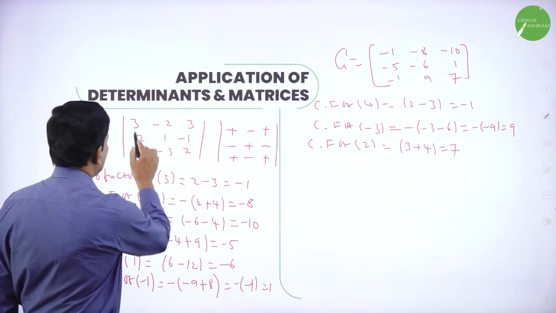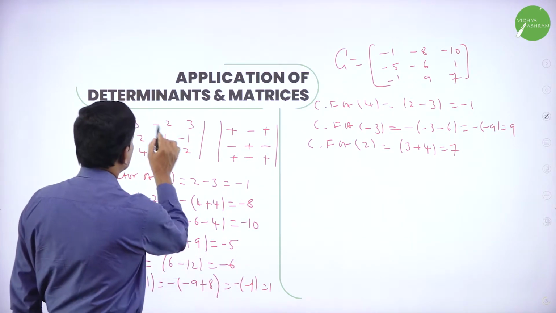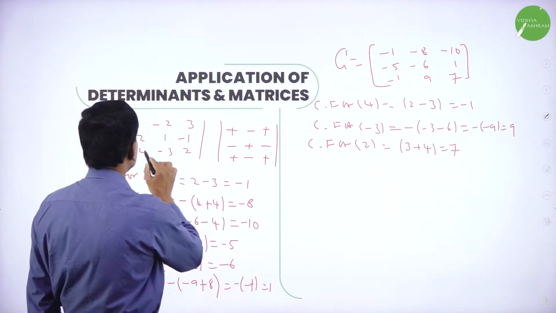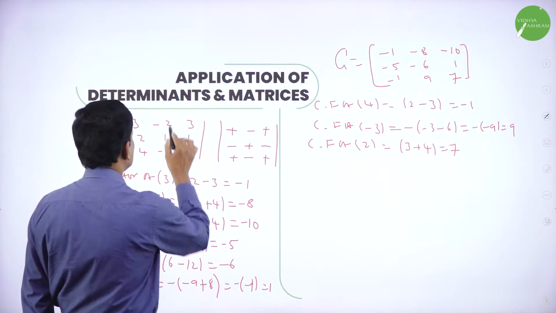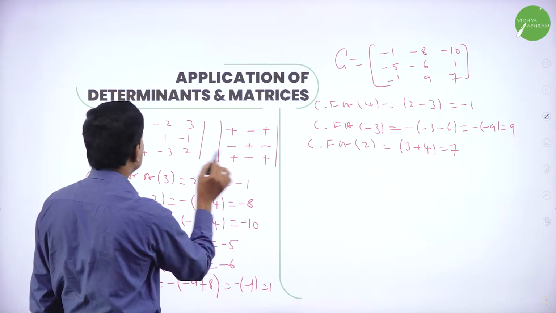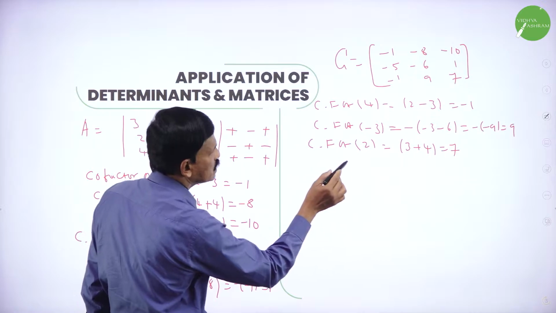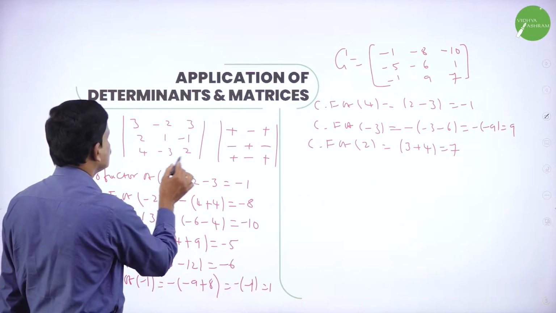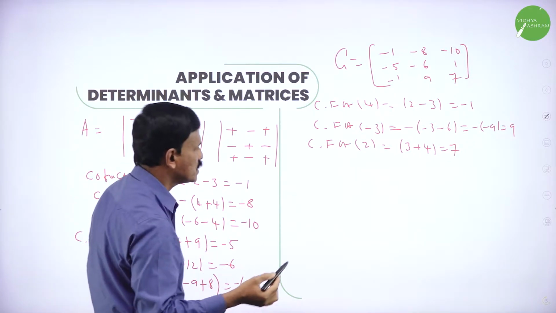Last row, the cofactor of 4, so minus into minus plus 2, 1 3s are 3, 2 minus 3 is minus 1. Cofactor of minus 3 is negative, this row and column is gone, 3 1s are 3, minus 6, minus 3 minus 6 is minus 9, minus into minus plus. Cofactor of 2 is 3 1s are 3, minus into minus plus, it is 7, correct.